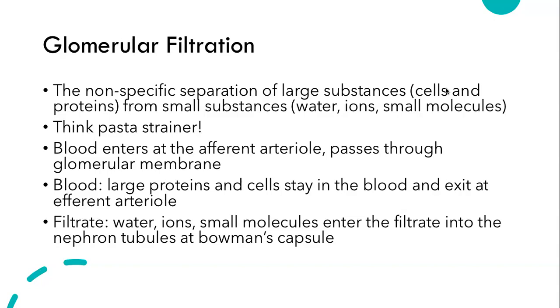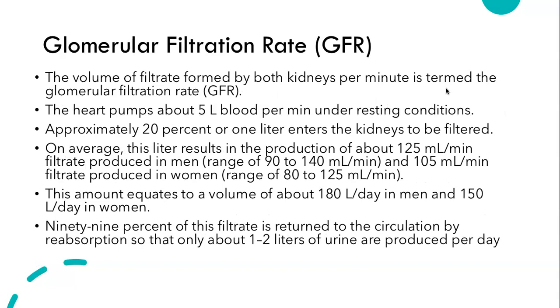Blood, of course, enters at the afferent arteriole and passes through the glomerular membrane, and that's where it's originally filtered. Large proteins and cells stay in the blood and exit at the efferent arteriole, and the filtrate, which is the water, ions, and small molecules, will enter the nephron tubules at the Bowman's capsule, into the PCT, down the loop of Henle, up the loop of Henle, into the DCT, and into the rest of the nephron.